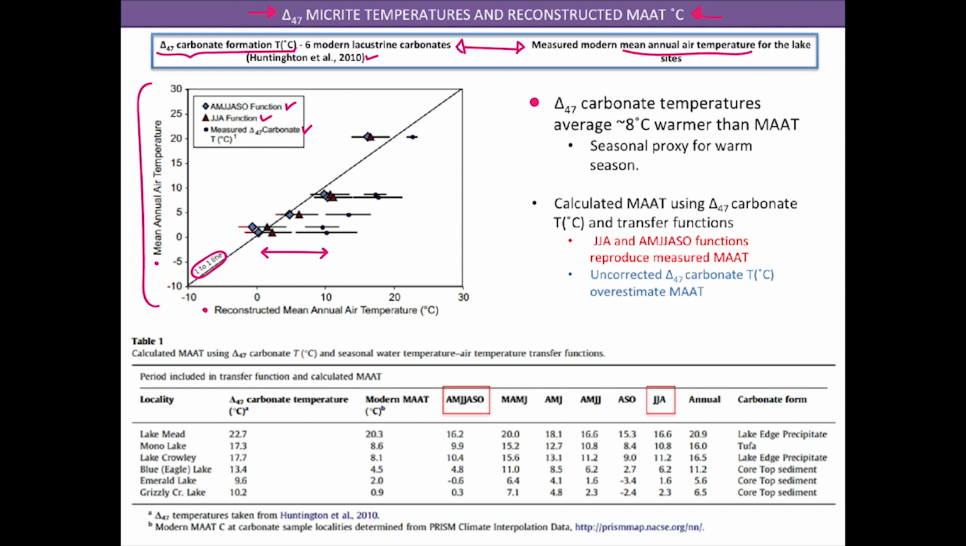This table shows calculated mean annual air temperature using delta 47 of carbonate temperature and seasonal water temperature, air temperature transfer functions. Plotted in this figure are the values from the JJA function and AMJJASO function, showing that they reasonably reproduce modern mean annual air temperature from lacustrine carbonate delta 47 temperature, whereas uncorrected delta 47 temperatures substantially overestimate mean annual air temperatures.